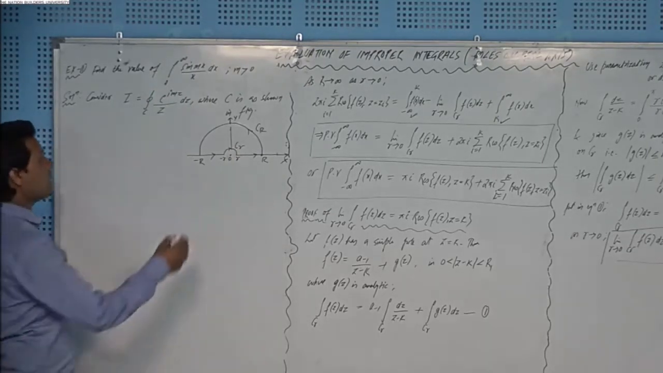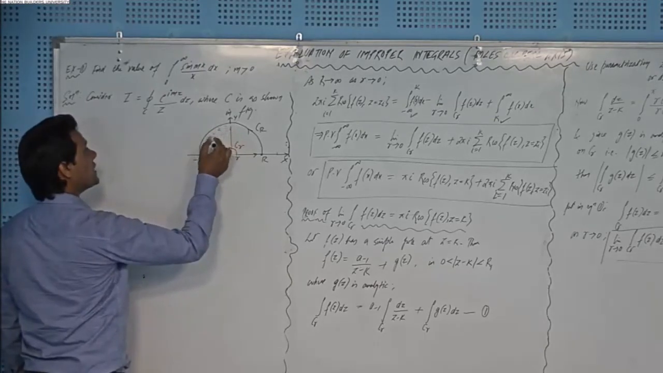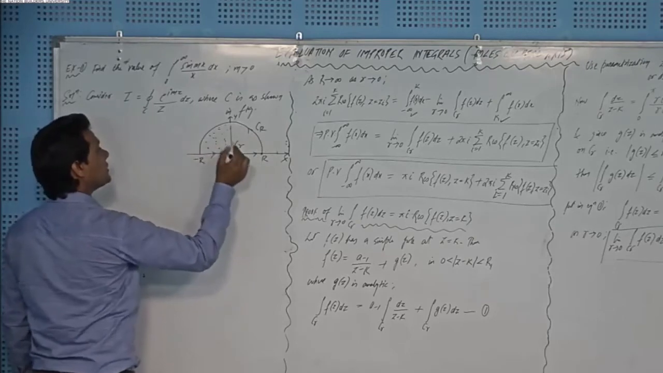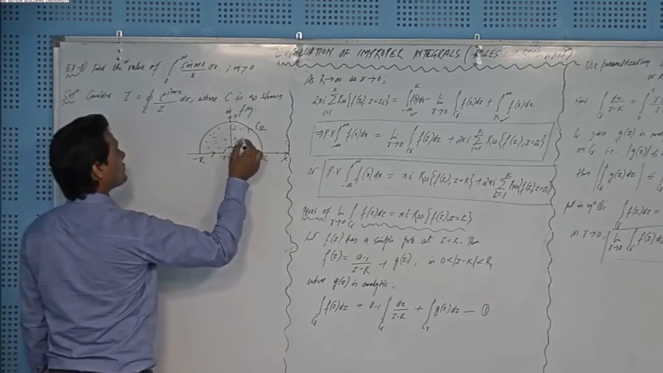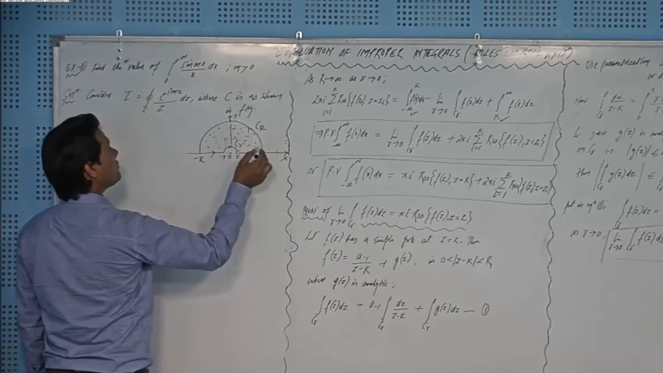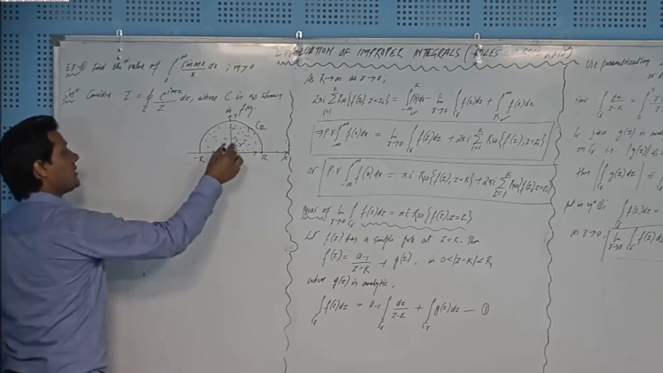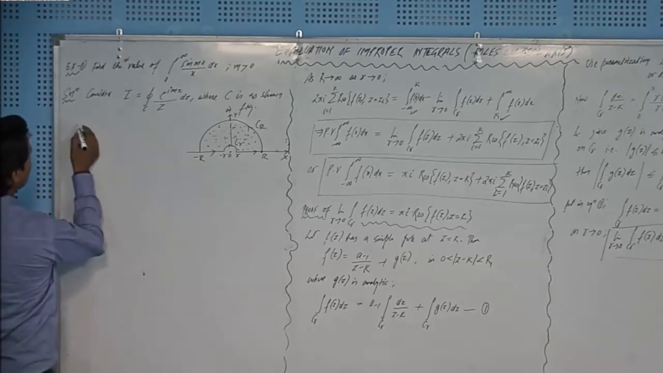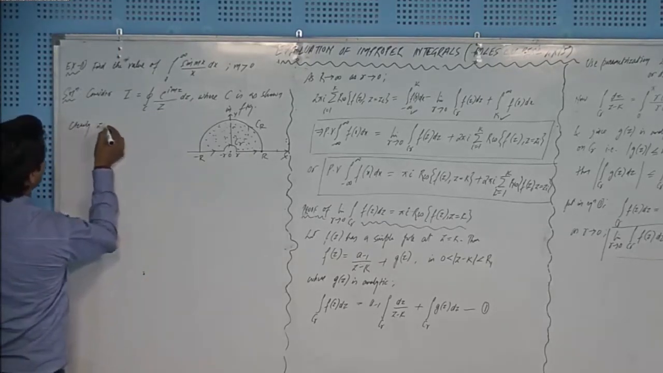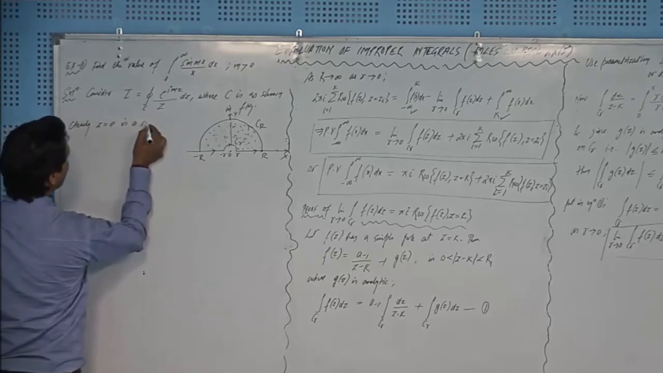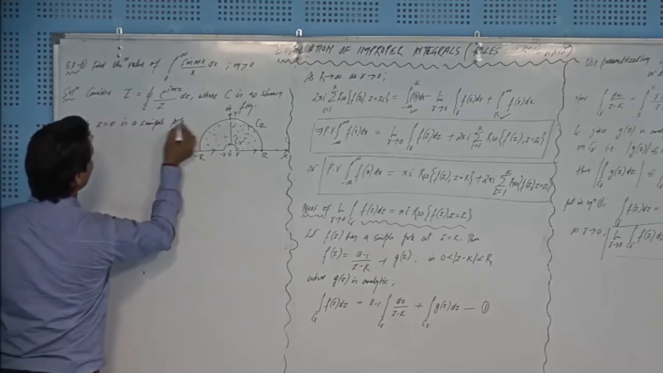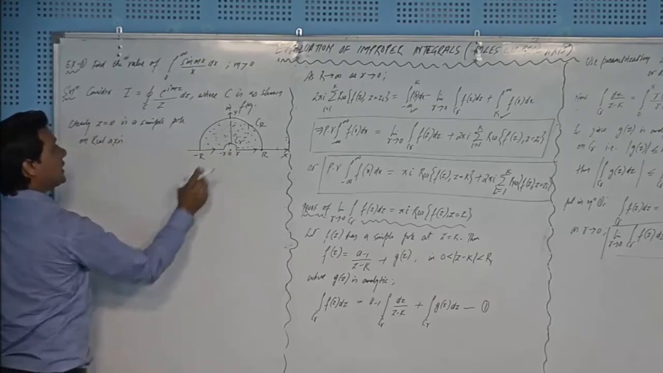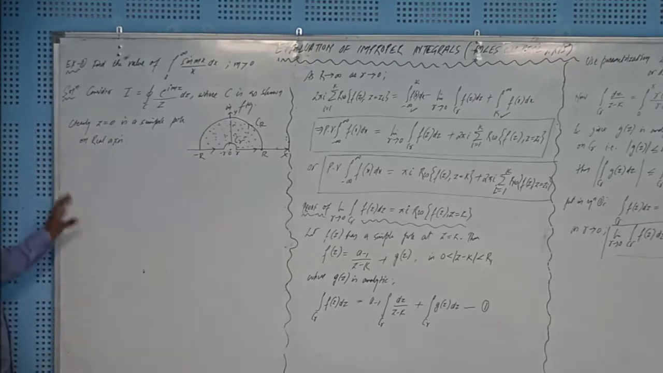And you see that there are no poles inside your C. This is your C. The only pole is z equal to 0, which lies on the x-axis, and I have done indenting at that point. Clearly, z equal to 0 is a simple pole on the real axis, and that's why we have done indenting at that point.